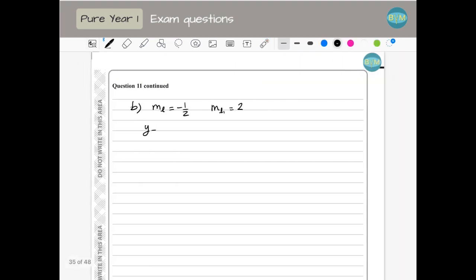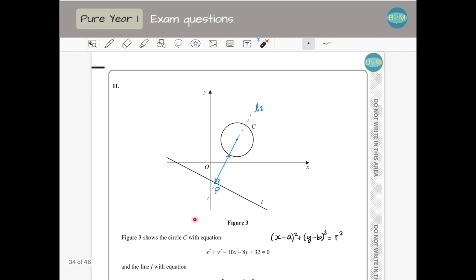So L2, my line, is y minus the y of the center equals the gradient times x minus the x of the center, that was 5. I can reorganize a bit and I have y is 2x plus 6, no? Minus 6, sorry. Minus 6. So this is the equation of this line, and I have the equation of the other line. So I can find P just by finding the intersection between both equations.